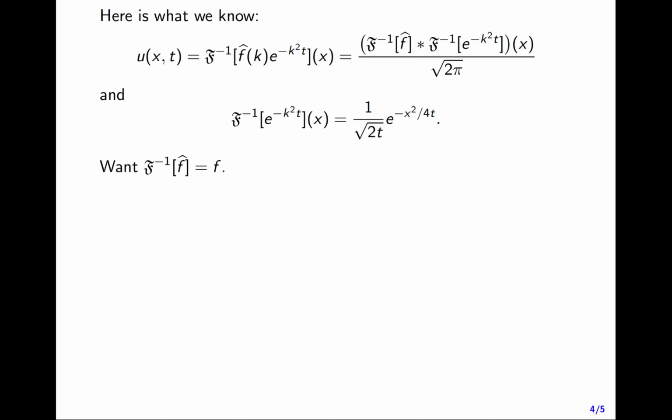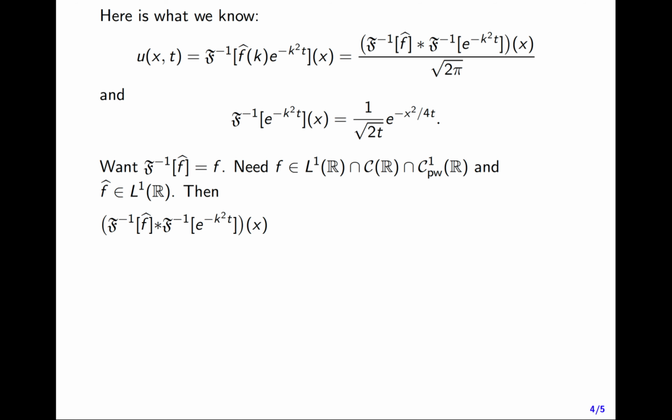And we also want for this function f that the inverse Fourier transform of f hat should be f. So what do we really need about f? We need f to be in L1 and continuous and piecewise continuously differentiable, and we need f hat to be in L1. So if we assume all this about our initial temperature distribution, then nice things are going to happen. Namely, the inverse Fourier transform of f hat convolved with the inverse Fourier transform of e to the minus k squared t at x will turn out to be f convolved with the inverse Fourier transform of e to the minus k squared t at x.